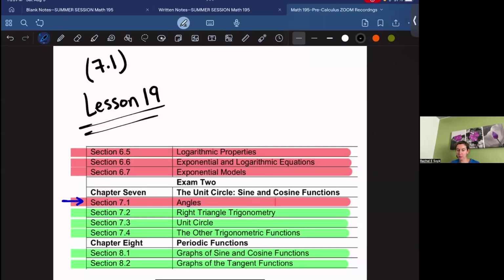Okay, so we have now officially moved to our chapter 7. This is the point in the curriculum where things will start to get a little bit more challenging, but I'll try to make it as straightforward for you guys as possible. Today, we're going to focus on our section 7.1, which is angles and really building up this vocabulary before we jump into utilizing it from a right triangle perspective and then exposing you guys to our famous unit circle and then our trigonometric functions. Okay.